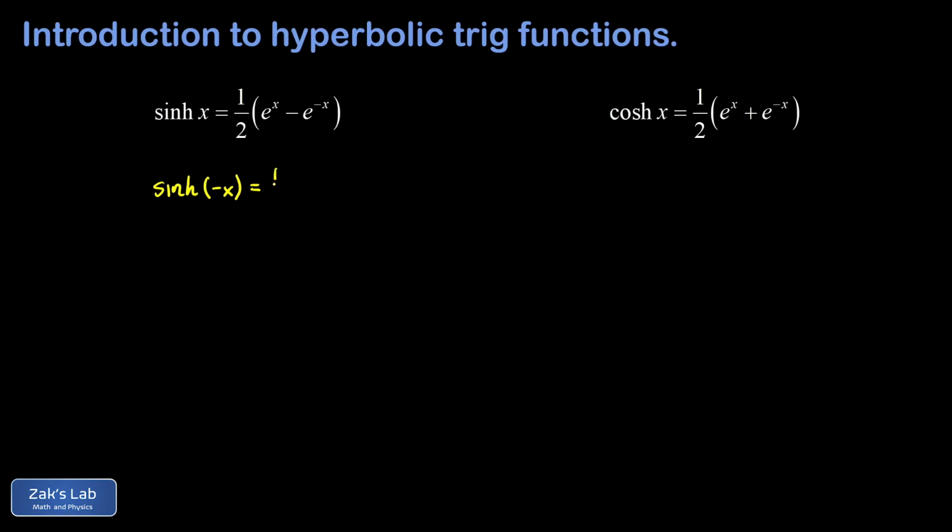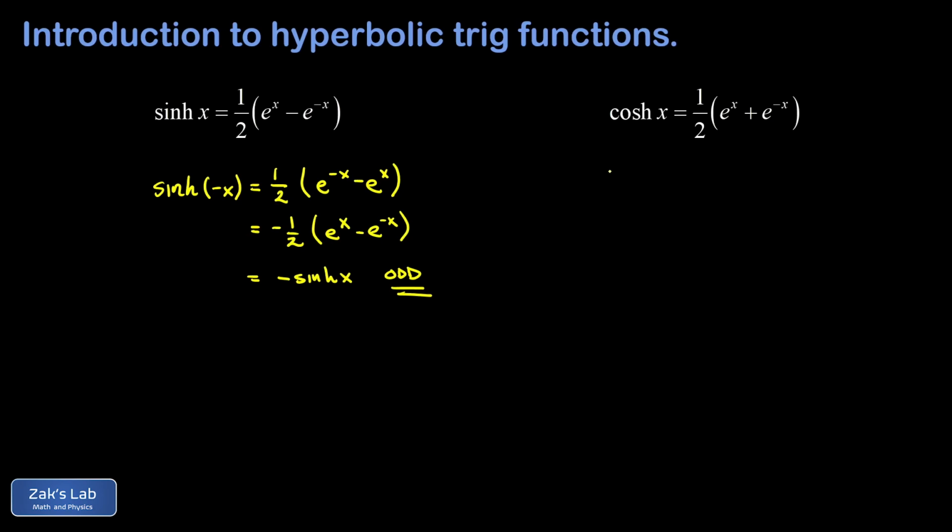So making the substitution on the sinh function, I get 1/2 e to the negative x, again, we're just replacing x with negative x, minus e to the positive x. And then I realize that I can reverse the direction of this difference by factoring out a -1. So I get -1/2 times e to the x minus e to the negative x. And so what I ended up with is the negative of the original sinh function. And that means this function is odd. So when we make a graph of this function, we should expect to see odd symmetry. In other words, a 180-degree rotational symmetry about the origin.